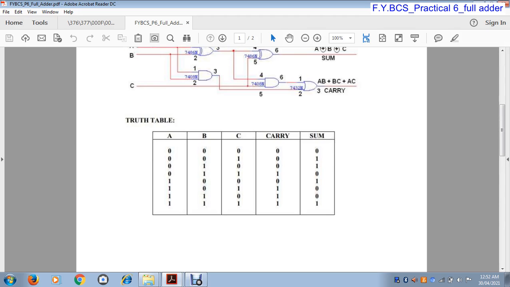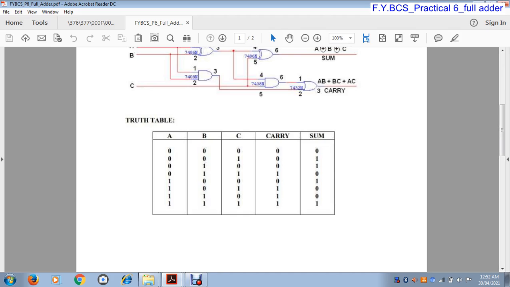Once again I explain the truth table. Here there are three inputs A, B, C. So the adder adds these three inputs and generates two outputs, carry and sum. Okay. So let's check all the conditions one by one. 0 plus 0 plus 0: sum 0, carry 0. 0 plus 0 plus 1, 1: sum 1, carry 0. 0 plus 1 plus 0, 1: so sum 1, carry 0.